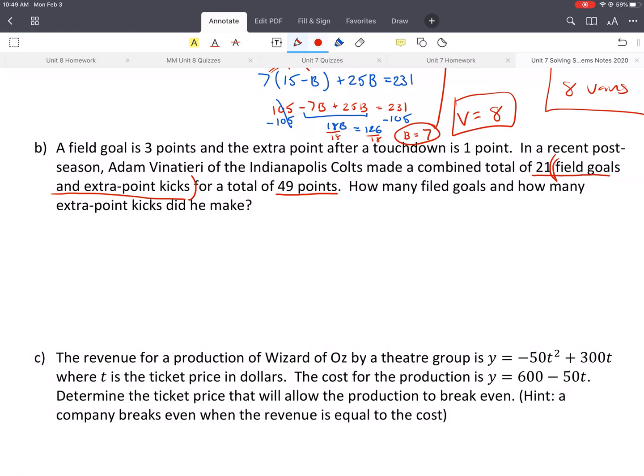So if we want, our variables could be field goals, maybe we'll call that F for the number of field goals, and maybe we'll do E for the number of extra point kicks. Okay.